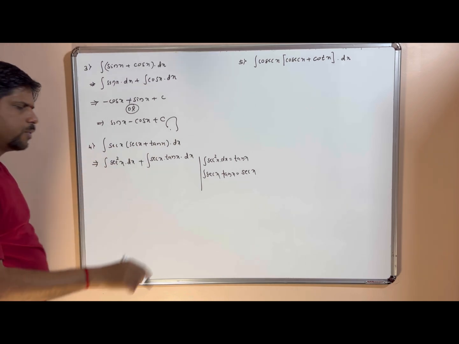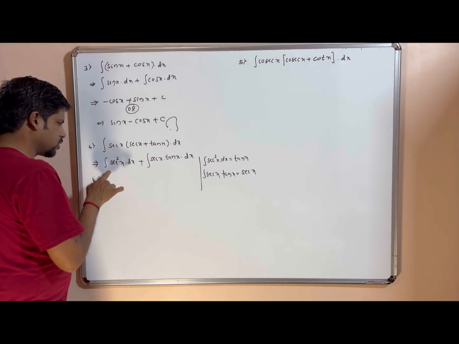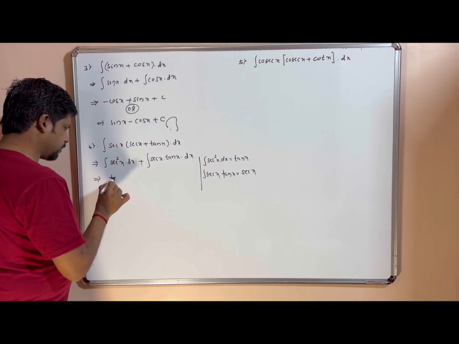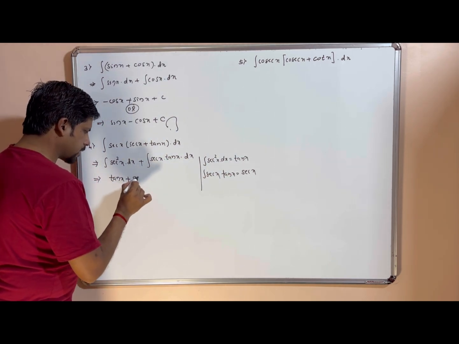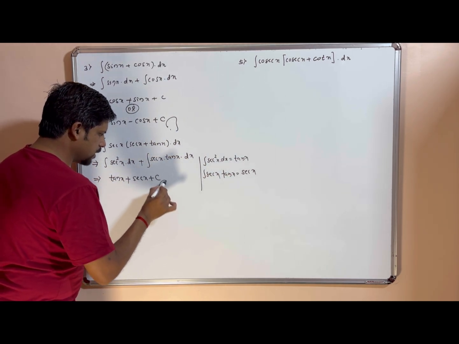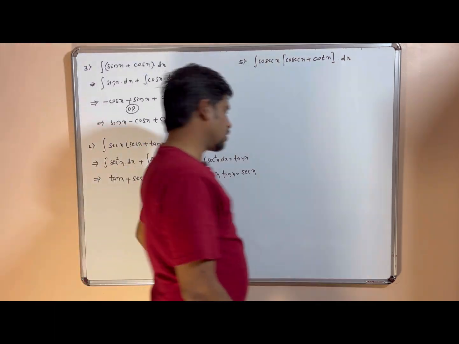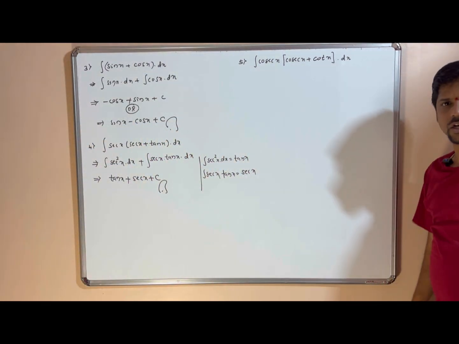Remember, it is the reverse of differentiation. So integration of sec square x is tan x, plus integration of sec x into tan x is sec x, plus c, which is the required solution. Same type of function is changed, right?